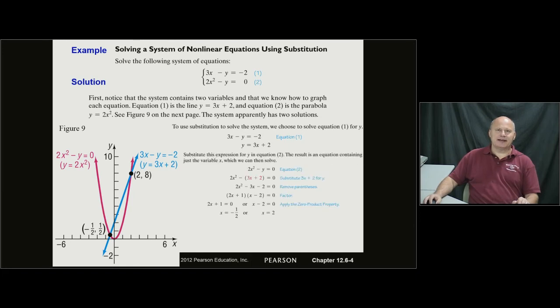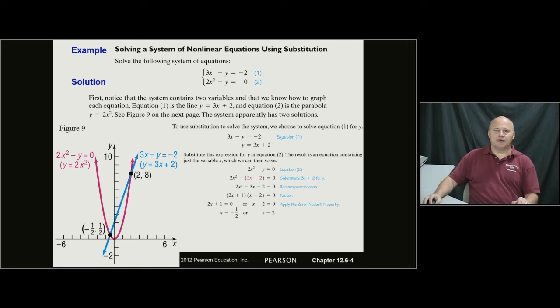So what we're going to do with that one is take that y equals 3x plus 2, and substitute that into the y of the next equation. And so then I get 2x squared minus the y, which is 3x plus 2, equals 0. So it becomes 2x squared minus 3x minus 2. And that factors to 2x plus 1 times x minus 2 equals 0.